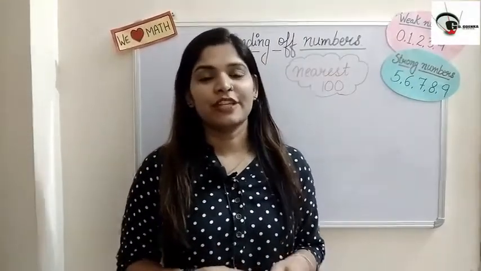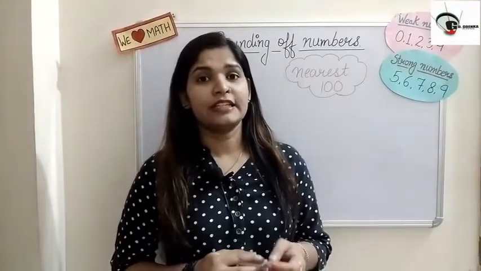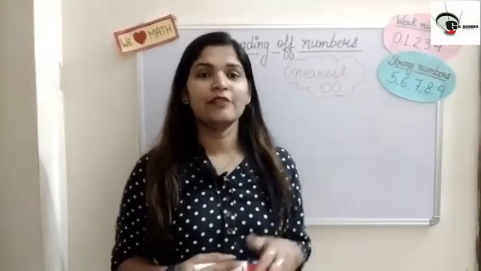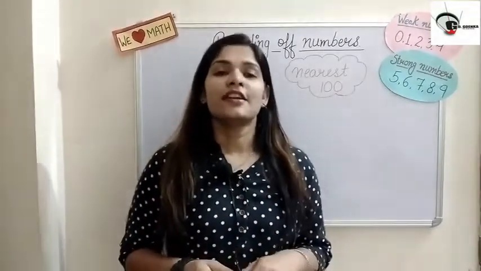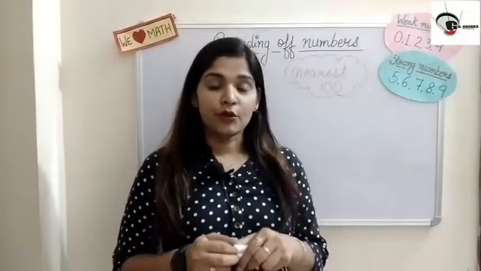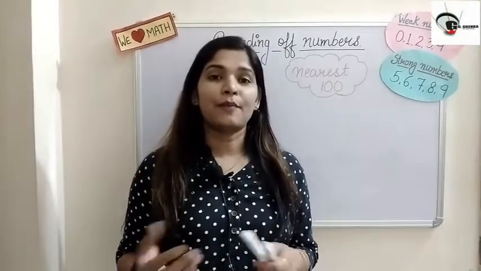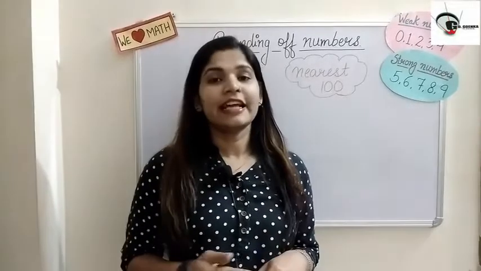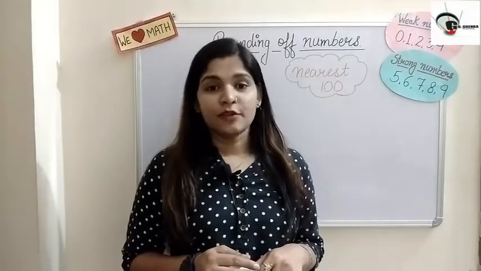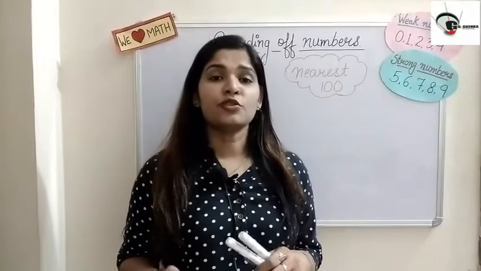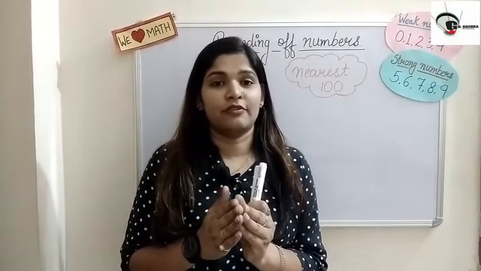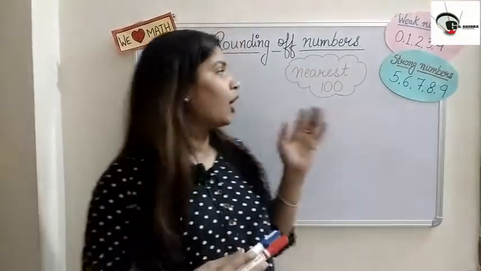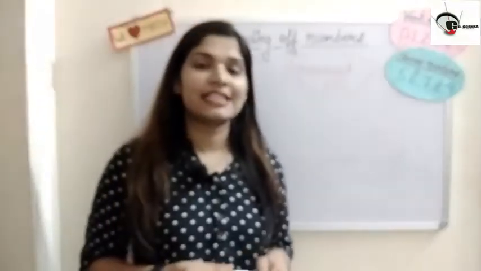In our previous video, we did a topic on rounding of numbers to the nearest 10. Let us quickly revise what rounding of a number is. When we round off a number, we give the approximate value of that number rather than the exact value, and it gives a value which is very close to the actual value. In the previous video, we already covered how to round off numbers to the nearest 10.